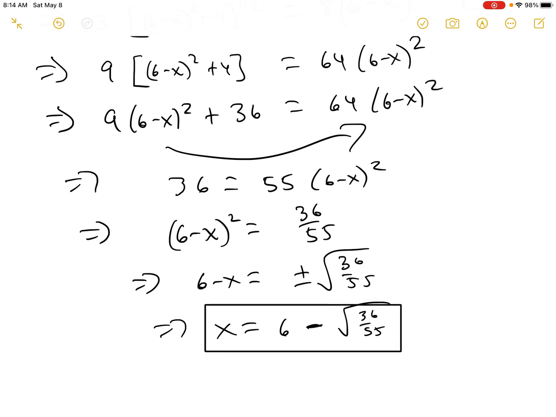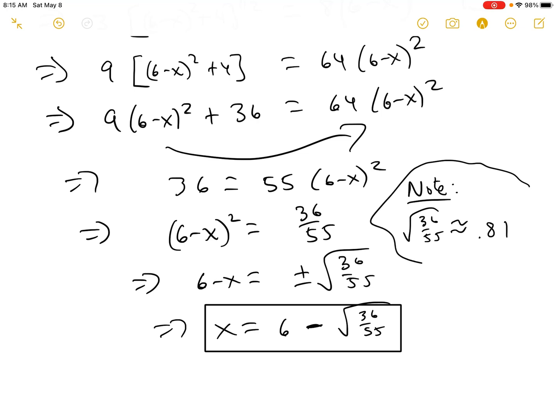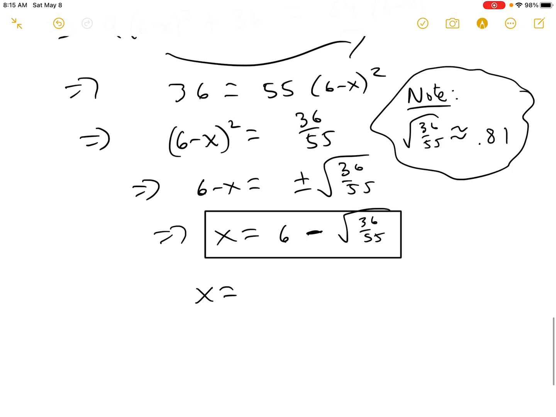Oh man. At the beginning of this problem, I should have put a little note that the square root of 36 over 55 is around, what is it, 0.881 or something? Yeah. So I would have put this at the top of the problem had I done this sucker beforehand. And so x is equal to 6 minus that, which is 5.19 miles, approximately.